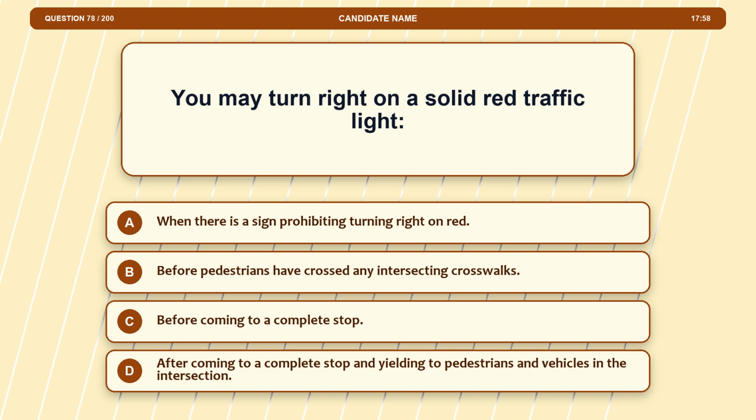Question 78. You may turn right on a solid red traffic light. Option A, when there is a sign prohibiting turning right on red. Option B, before pedestrians have crossed any intersecting crosswalks. Option C, before coming to a complete stop. Option D, after coming to a complete stop and yielding to pedestrians and vehicles in the intersection.